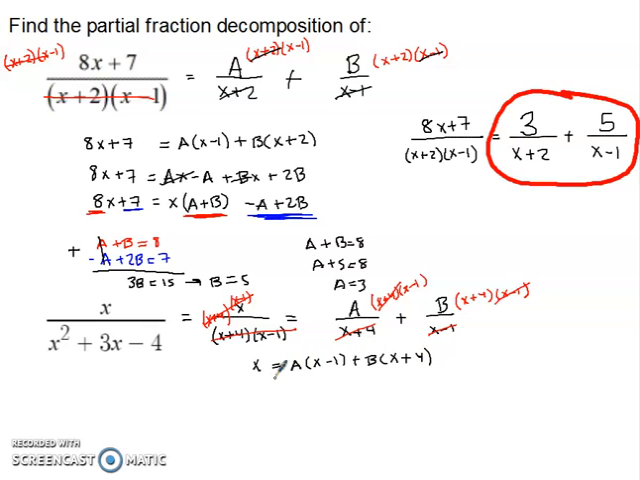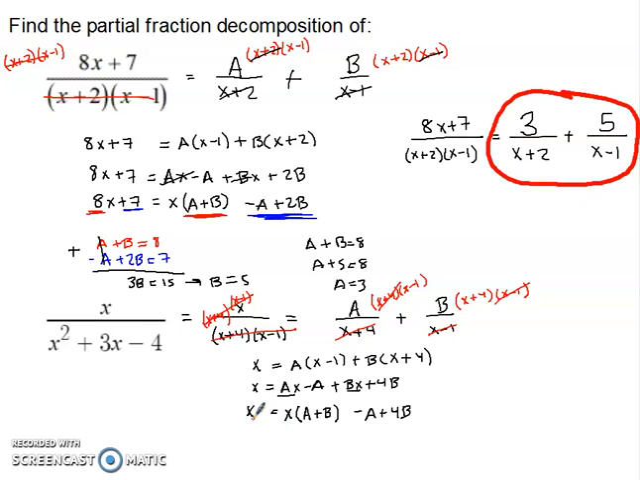And since I want my coefficients to match, I'm going to distribute on the right so that I can regroup my x terms and my constant terms together. So on the left I have an x, which is equal to, on the right I'm going to group my x terms and factor out the x so that the coefficient is a plus b. And then my constant terms are negative a and a positive 4b.